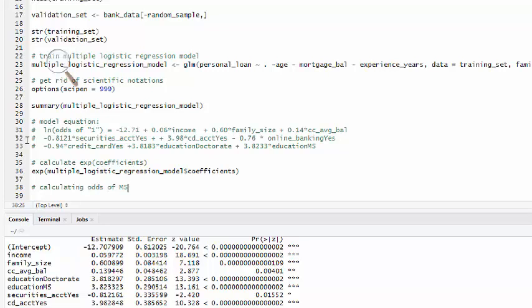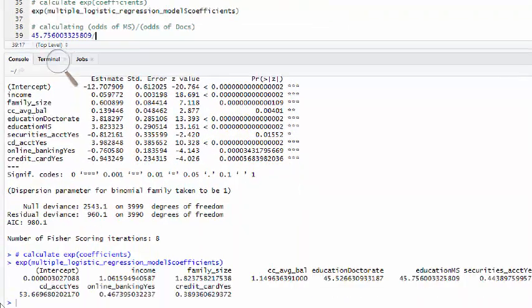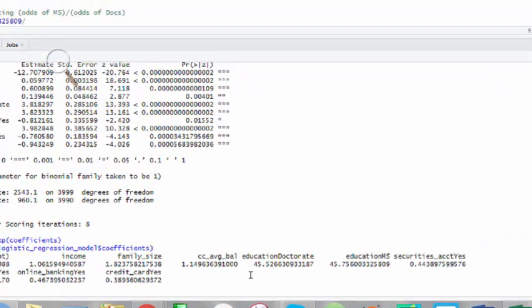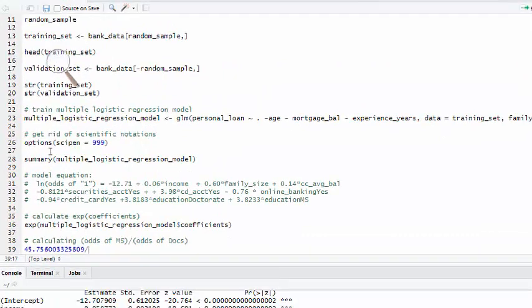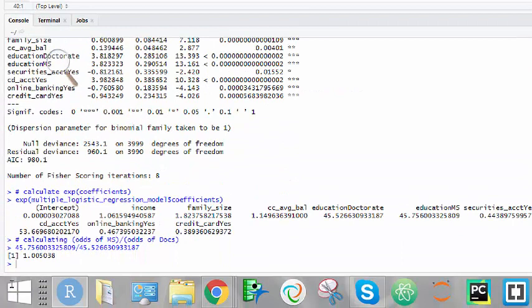Odds of MS divided by, let me put it in the bracket, odds of docs, right? Doctorate, okay? So it's literally this number, e to the power of the slope for the MS degree, divided by, I'm going to take the second one, odds for the doctorate, over here, okay? And when I run it, here is my ratio.